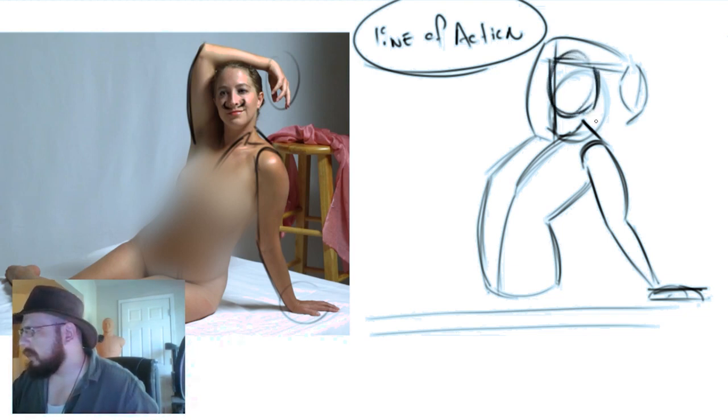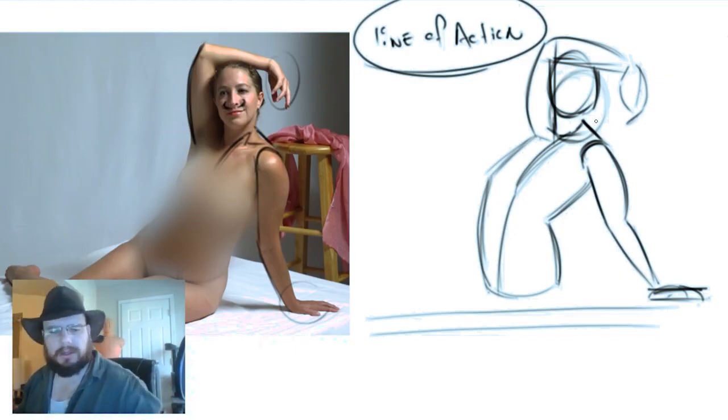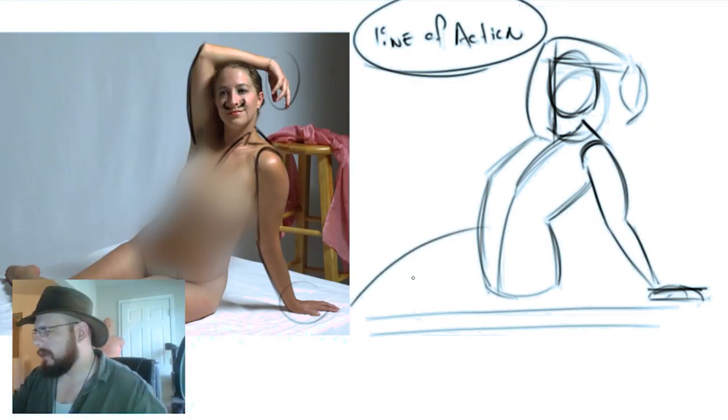Now this is a figure drawing. I'm not too worried about being precise. If I make a mistake, I make a mistake. It's not the end of the world. I'll just keep on drawing and make a better drawing next time.